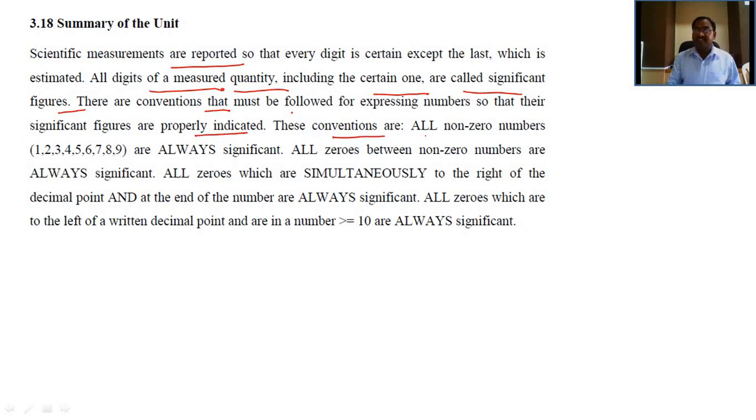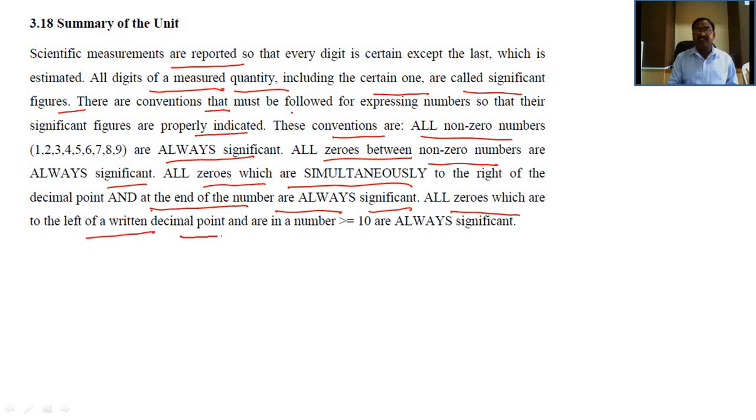By these conventions, all non-zero numbers are always significant. All zeros between non-zero numbers are always significant. All zeros which are simultaneously to the right of the decimal point and at the end of the number are always significant. All zeros which are to the left of a written decimal point, in a number greater than or equal to 10, are always significant.